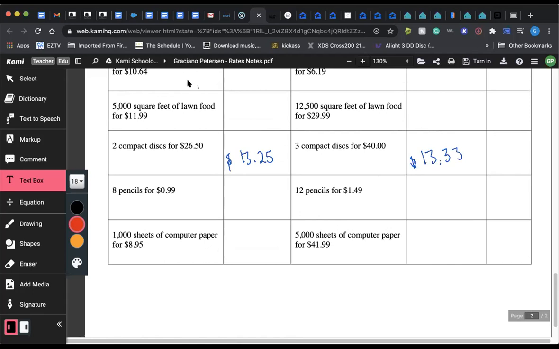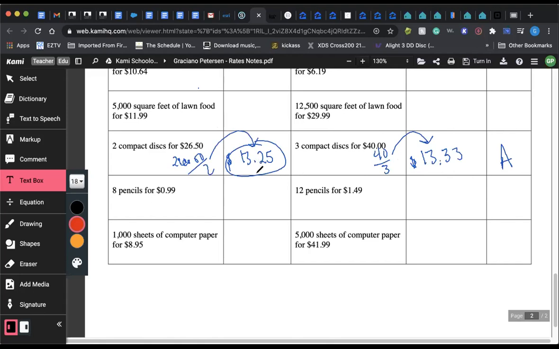So B is actually a higher price, right? 40 divided by 3 is going to give me $13.33. So that's actually a higher price. And when I do 26.50 divided by 2, I'm going to get 13.25. So 13.25 is lower. So A is the better buy. A is the better buy? Yes.